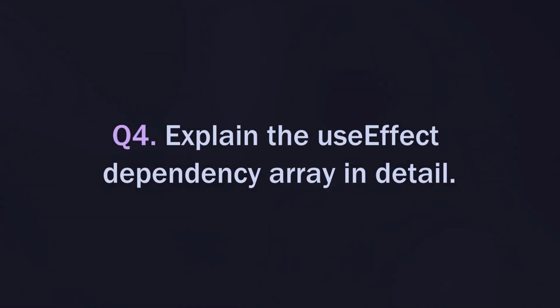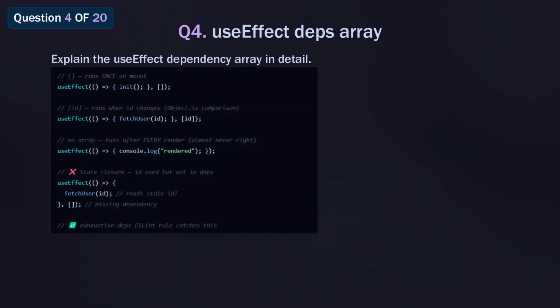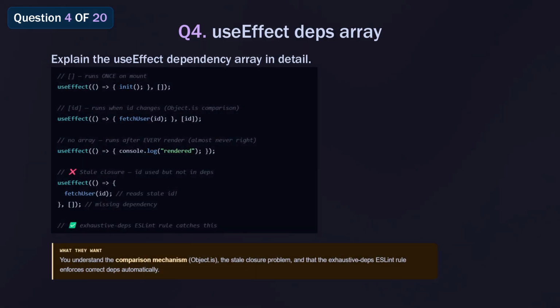Explain the useEffect dependency array in detail. The dependency array tells React when to run the effect. React compares the current values in the array to the previous values after each render, using Object.is equality. If any value changes, the effect runs. Empty array, the effect runs once on mount. No array, the effect runs on every render. Array with values, the effect runs when those values change.